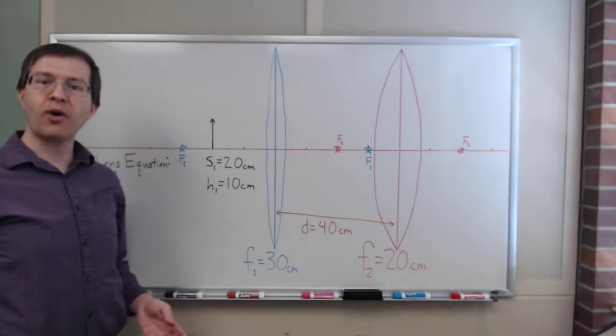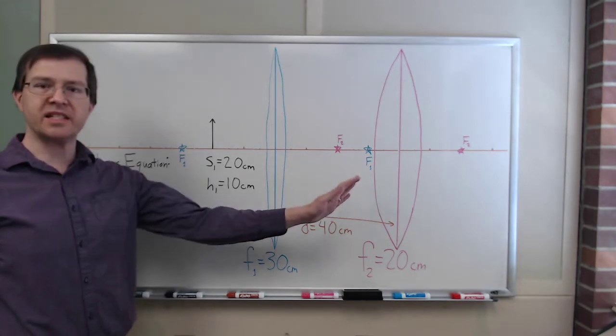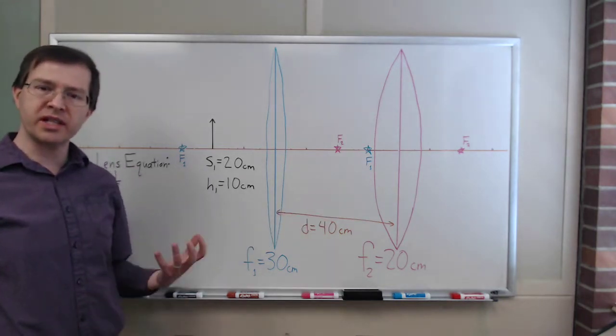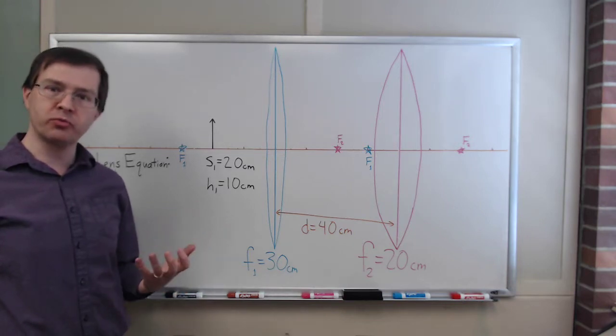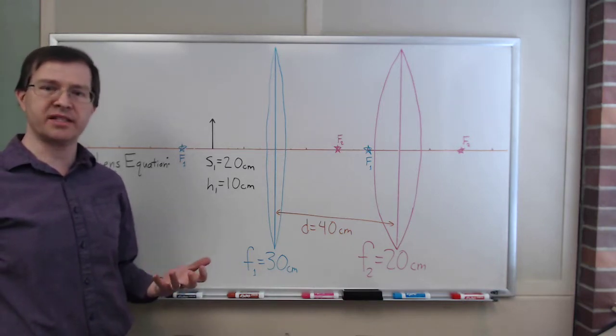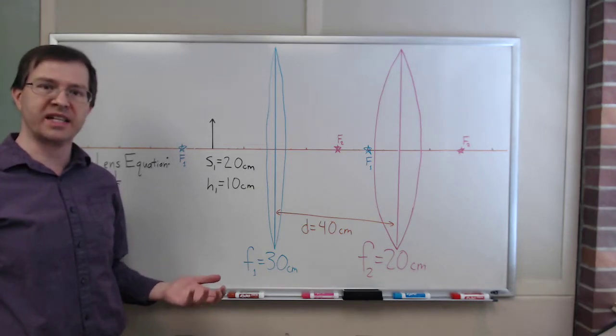I'd like to do an example of a problem in geometric optics. This one in particular is going to involve two lenses in a row. Now this reasoning is going to be similar to what we do with one lens, and I'm going to assume that you already know how to deal with single lens systems, but our goal today is to figure out what to do when we have more than one lens at a time.